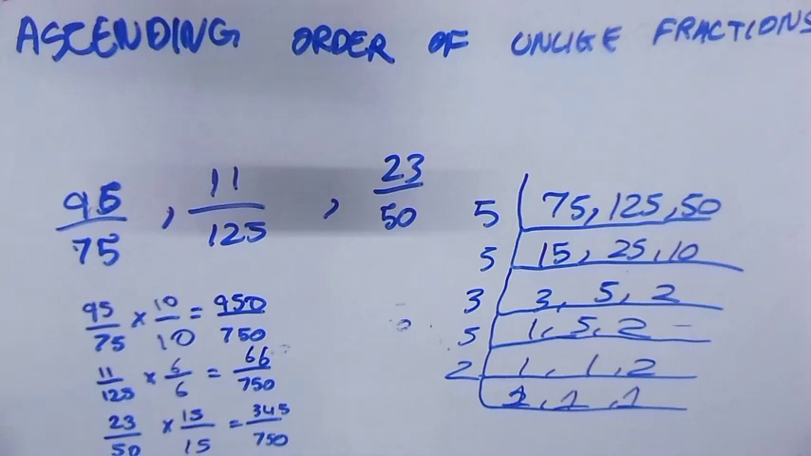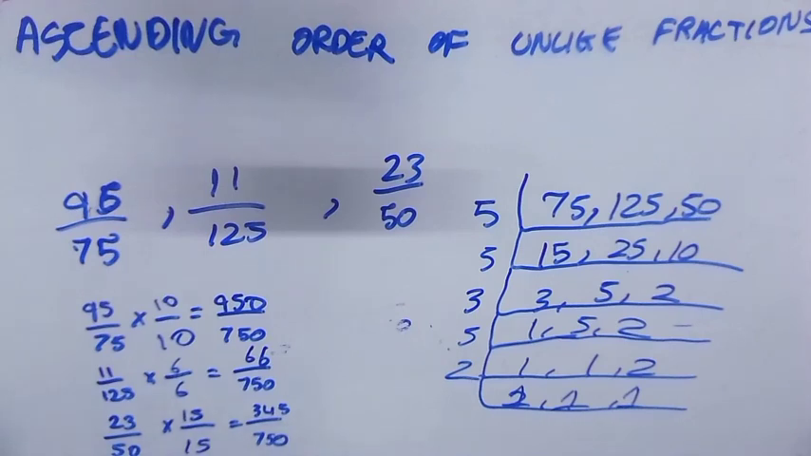Ascending order of unlike fractions. So there are some fractions on the board: 96 by 75, 11 by 125 and 23 by 50. You see, these all are unlike fractions. So we are going to use a different method to find the ascending order of these. We want to find the LCM of the denominators 75, 125 and 50. To do the LCM, we use the successive division method, which I taught in my last video.